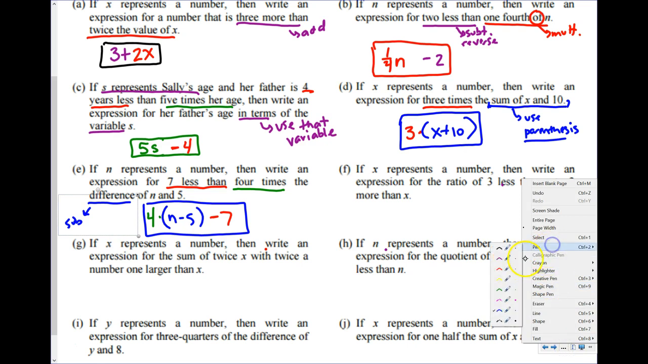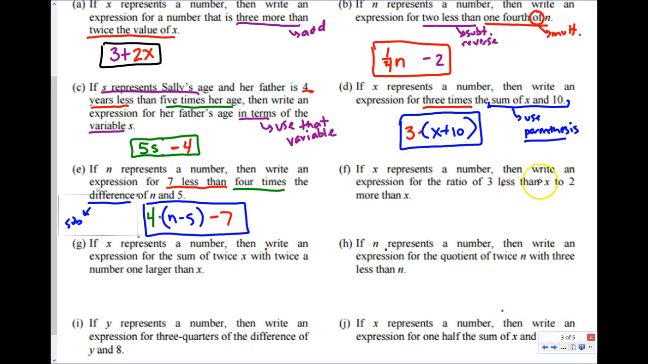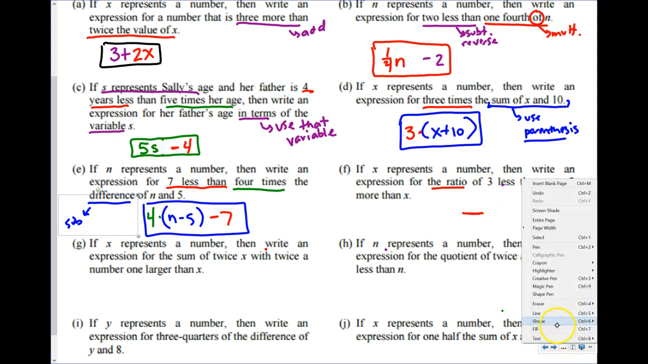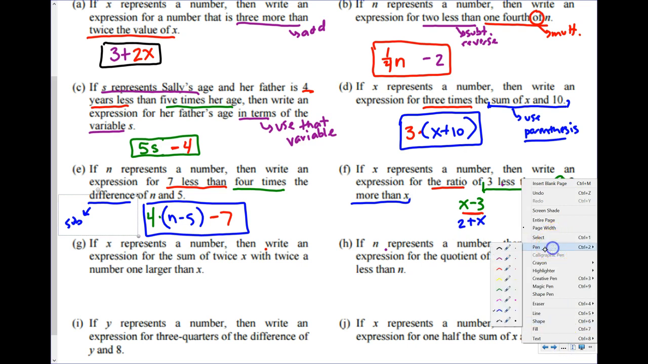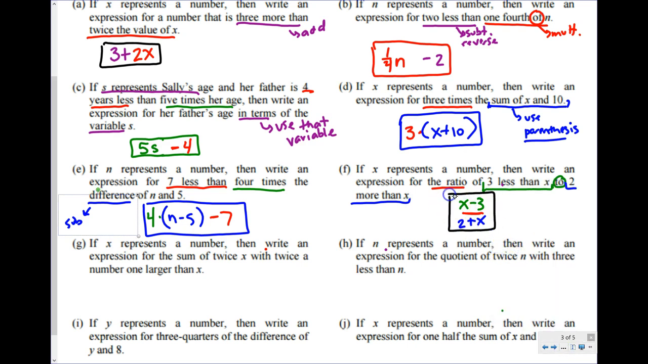Letter F. If x represents a number, then write an expression for the ratio, so there's a clue I need division, so I'm going to make a division line right here, of 3 less than x to 2 more than x. That phrase "to" clues me in on where I'm splitting. So 3 less than x, so that's x minus 3. 2 more than x represents addition. So I'm going to have 2 plus x. So x minus 3 over 2 plus x is my expression.